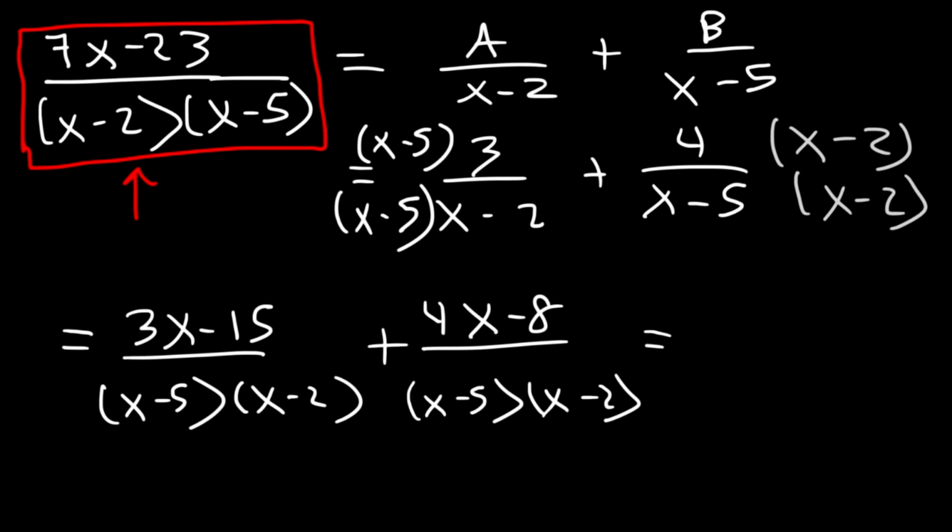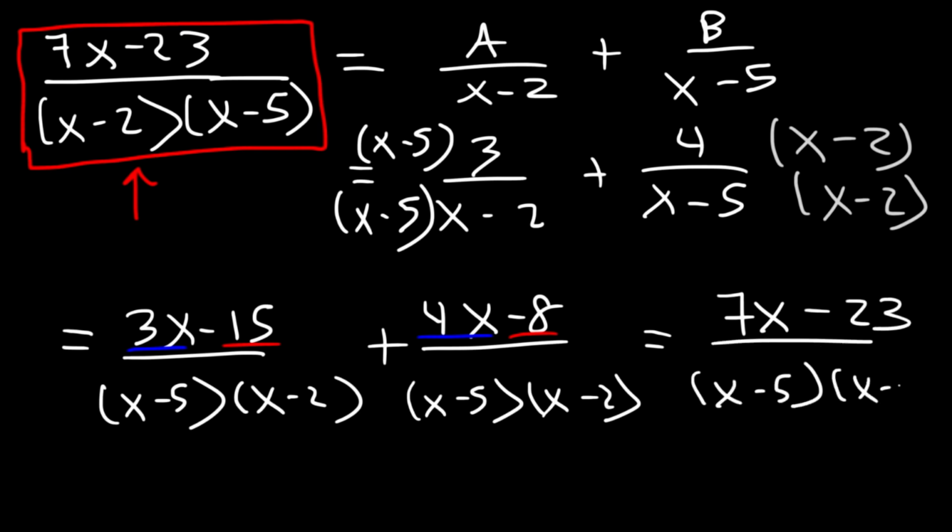Now, if we add 3x and 4x, that will give us 7x. And then if we add negative 15 and negative 8, that will give us a negative 23. So as you can see, the answer that we had at the beginning was correct. So it's 3 over (x minus 2) plus 4 over (x minus 5). That's the answer. Now, for the sake of practice, let's try another similar problem.